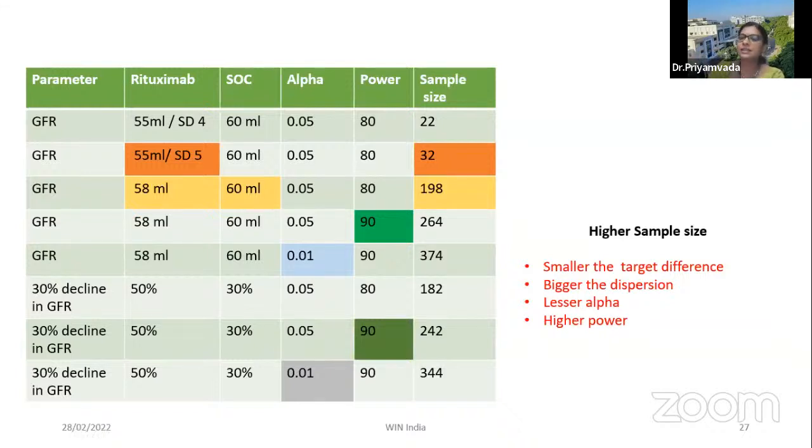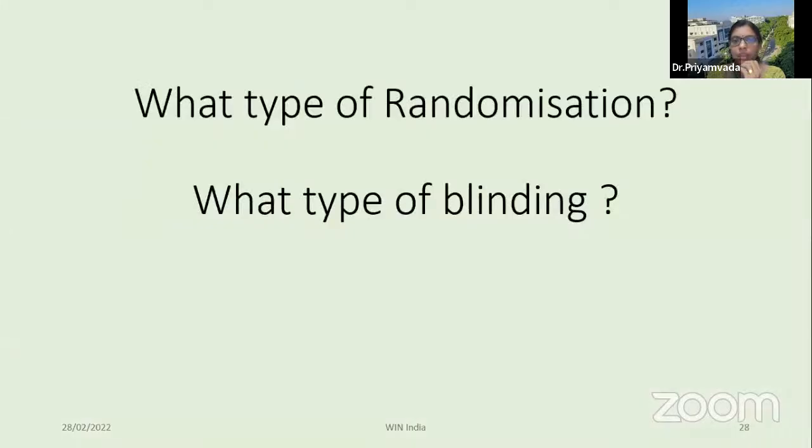So now you can see that the smaller the target difference, the greater will be the sample size. If your standard deviation is greater, then your sample size tends to be greater. And the lower the alpha error, you need a huge sample size, and a higher power also calls for a huge sample size. Now, what type of randomization will you do, Anamika? I'd prefer to do a simple randomization, ma'am, for this study.